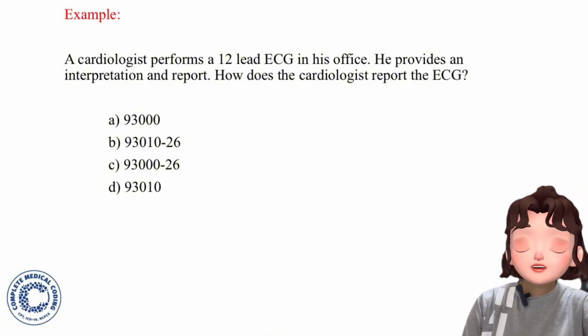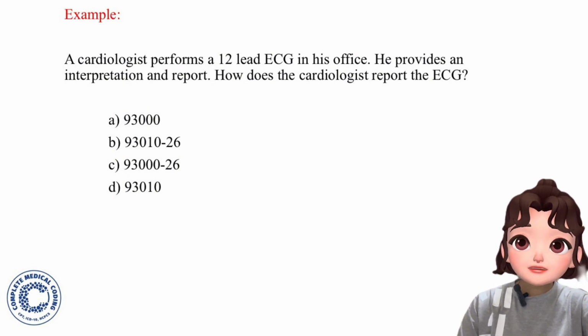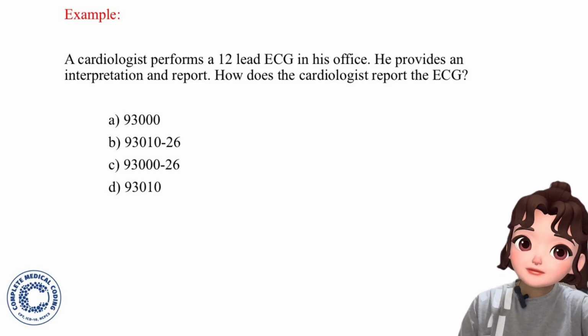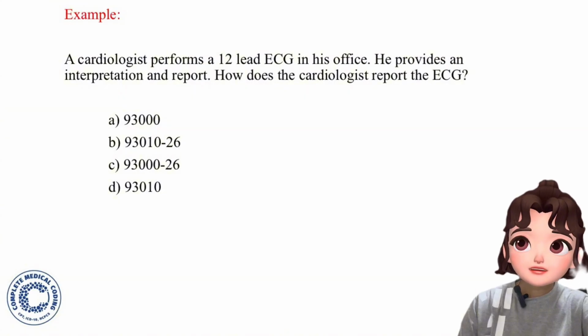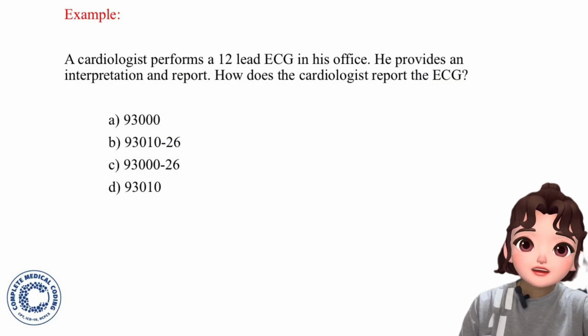So if the physician performing the service is also doing the interpretation and report, then you have to quote 93000. If the cardiologist or the physician is not doing the procedure, but is just doing the interpretation and report only, then you have to quote 93010.